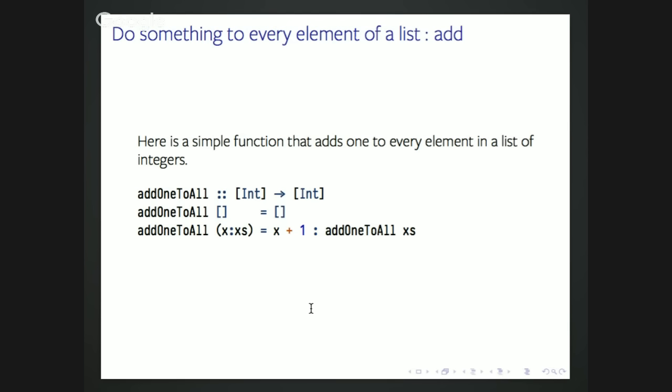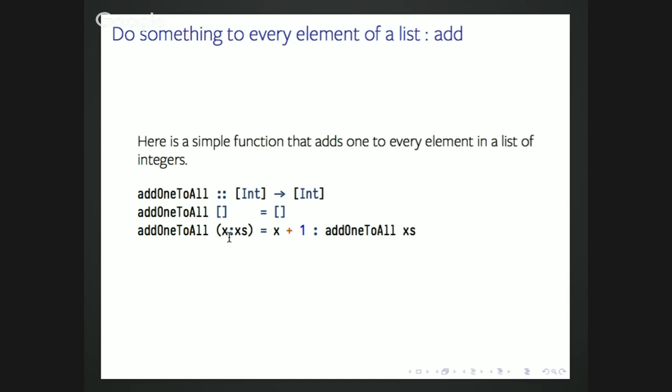So let's try to do that first example. Let's try to do something to every element of the list. And what we're going to do is we're going to add the value 1 to every element. So we're just going to write a very simple function. It's going to be called add 1 to all. So it's a function that goes from a list of ints to list of ints. And add 1 to all for an empty list just does nothing.